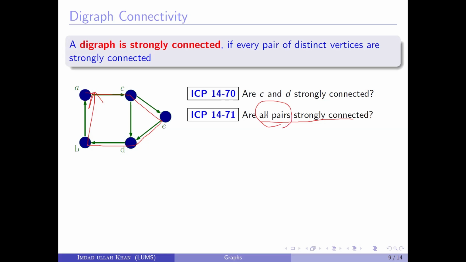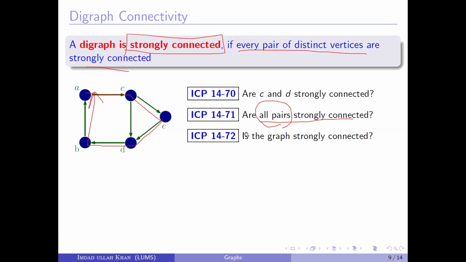So if all pairs are strongly connected, now we can focus on the definition on top of the slide. If every pair of distinct vertices is strongly connected, then we call that kind of graph a strongly connected graph. The question is: is the graph strongly connected? And the answer is yes, because all pairs of this particular graph are strongly connected.